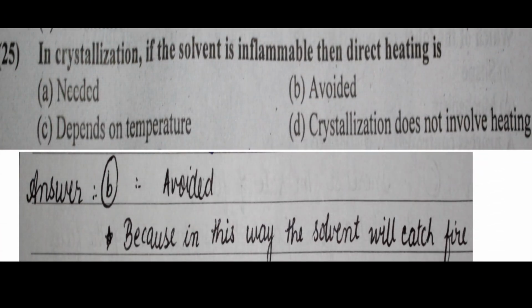Next is, in crystallization, if the solvent is inflammable, then direct heating is avoided, because when we're going to heat it directly, in this way the solvent is going to catch fire. Therefore, direct heating is avoided in crystallization. Option B is going to be our right answer.